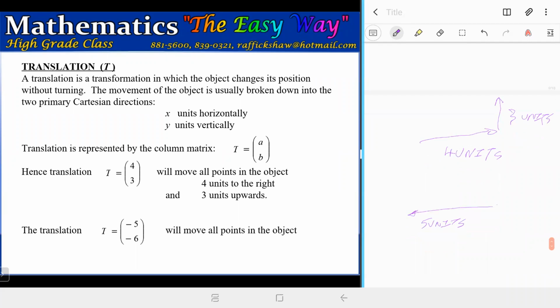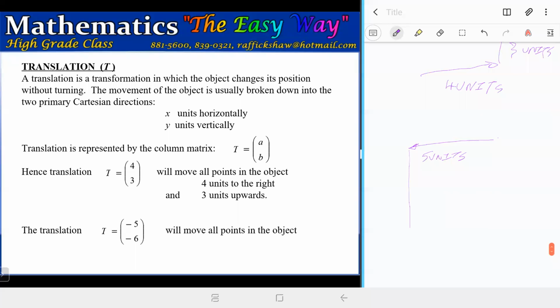And the -6 would mean downwards. So you move 6 units downwards. 6 units down here. So that is it basically.